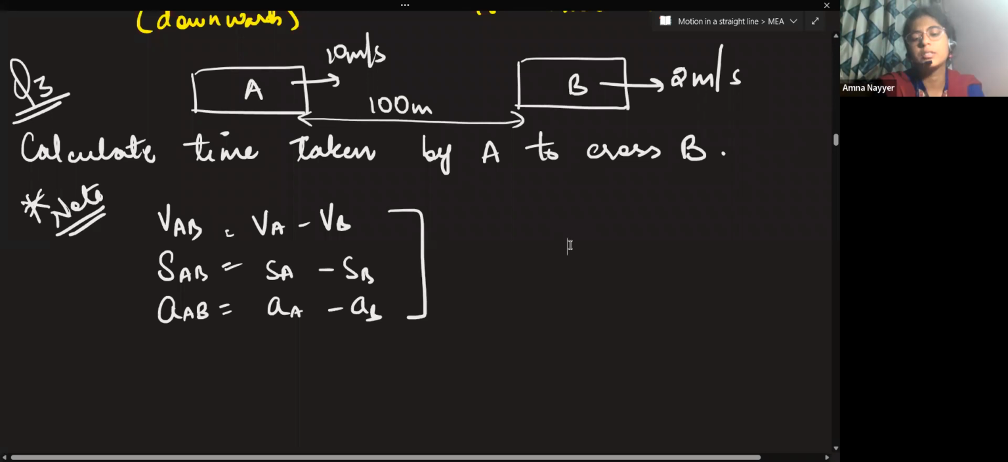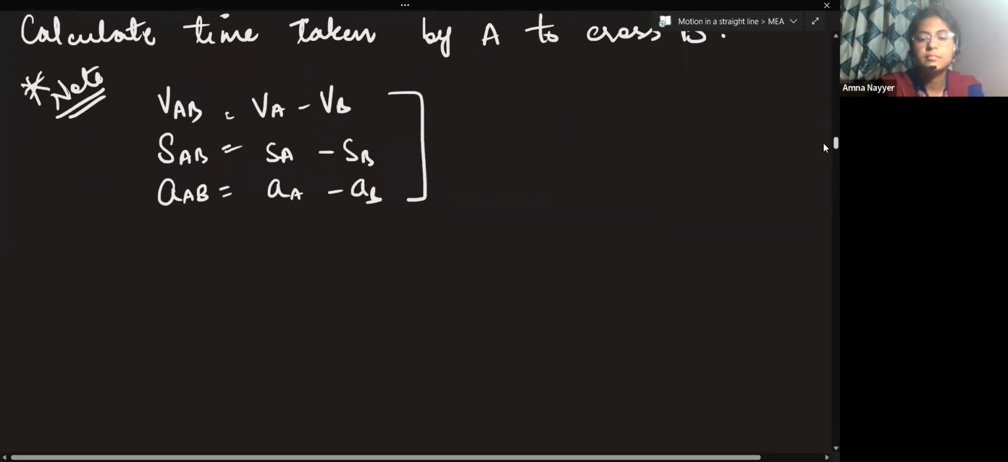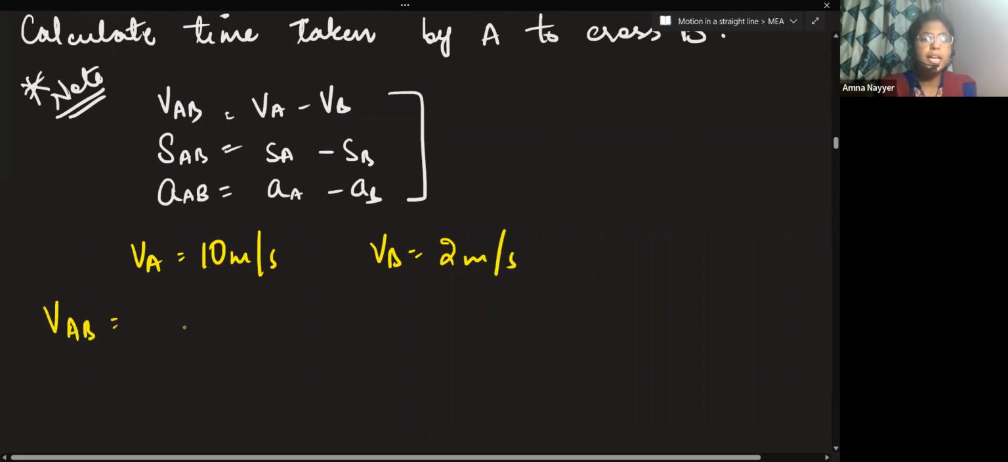Now your calculation is very, very easy. See, both of them are in the same direction. So VA will be 10 meter per second, VB will be 2 meter per second. So VAB will be what? VAB will be VA minus VB, that becomes 10 minus 2, which is 8 meter per second. Relative velocity, you people know how to calculate now. You can easily calculate it.